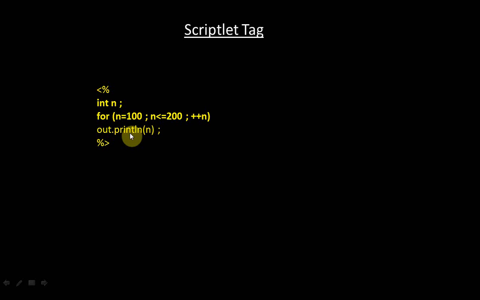So when I would write out.println and n, the value of this variable n will be printed. Then the control will go to plus plus n, the value of n will be incremented by 1, condition will be tested, condition is true, it will come down, again out.println will print the value of n, again it will go to plus plus n, condition would be tested. So what I am trying to say is all the values from 100 to 200, they will be printed on the screen.